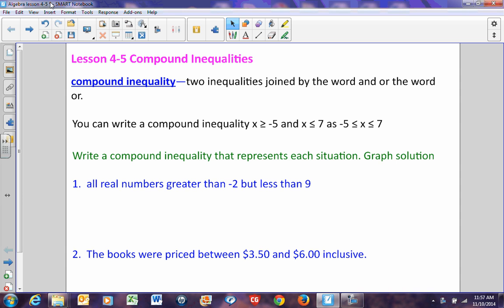This is lesson 4-5, compound inequalities. A compound inequality is two inequalities joined by the word and or the word or.